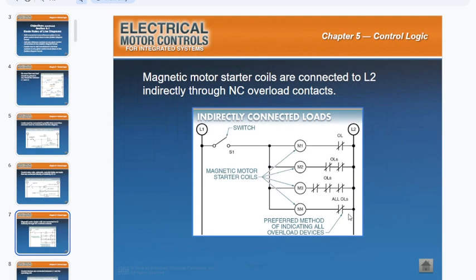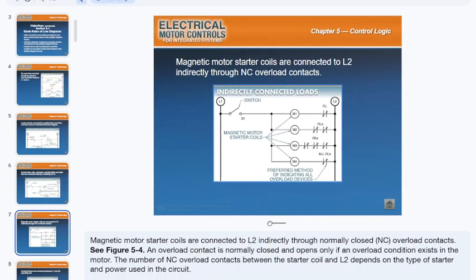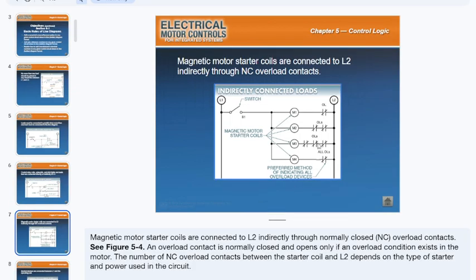Now, the way M4 is doing it is they've just drawn one and then written "all overloads." And as you can see down here, it says the preferred method of indicating all overloads is simply to draw one and then put "all overloads." So that's why I said in most cases these days, this is kind of an older method, but in most cases these days you're going to see it like this.